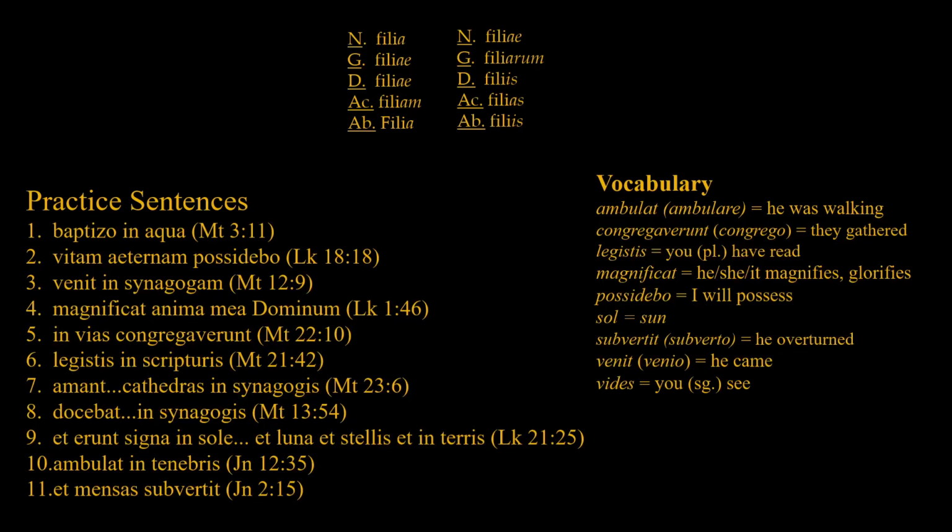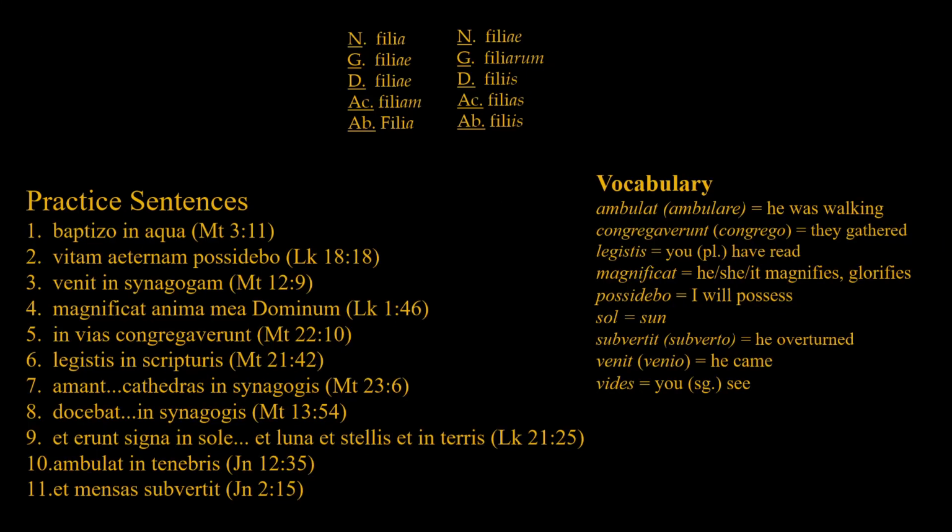Ablative plural. Et erunt, erunt, meaning there will be. Et erunt, and there will be signa, signs, in sole. I don't have erunt or signa in the vocabulary, but erunt means there will be, plural, there will be signs in sole. That's stuff we haven't learned yet, so at this point you just have to take my word for it. Et erunt signa in sole, and there will be signs in the sun.